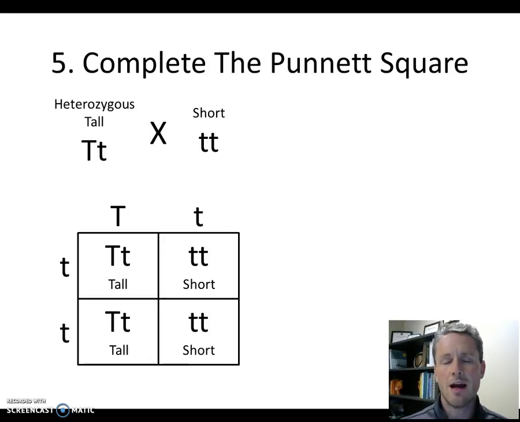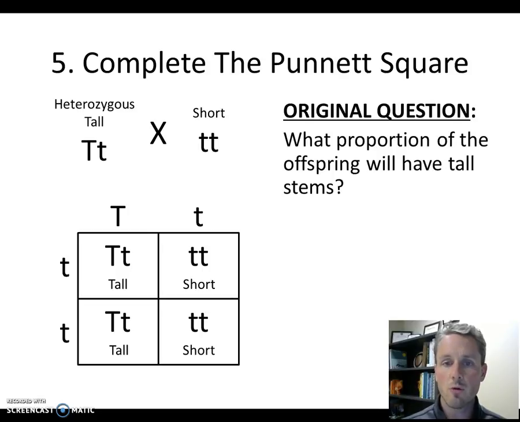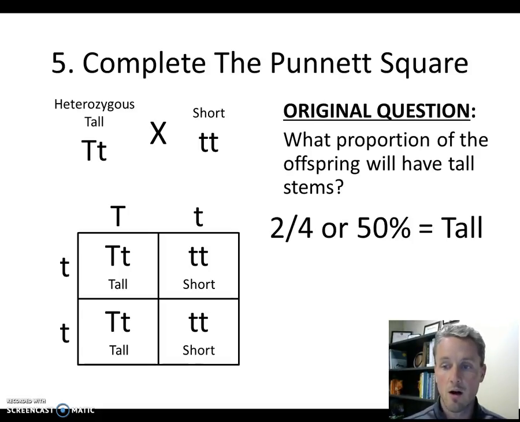All right, so now we have to think back to what was the very original question we got asked. The original question was, what proportion of the offspring will have tall stems? So now we can just simply look at our Punnett square and say, how many of those boxes have tall stems in them? Well, 2 of the 4 boxes do. So 2 out of 4, or 50% of the offspring, will have tall stems. What's going on with the other 50% of the offspring? Well, they have short stems, right? So 2 out of the 4 boxes have short stems in them.